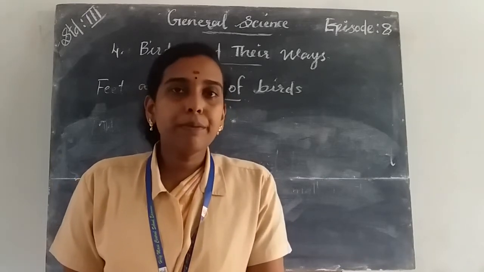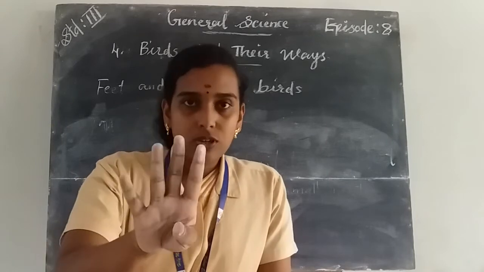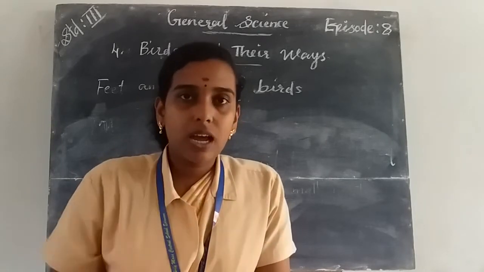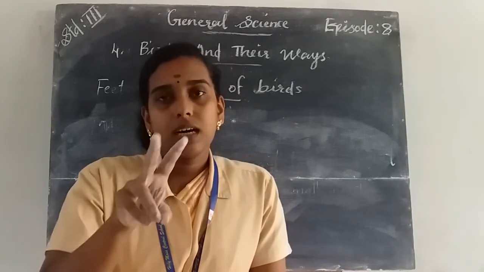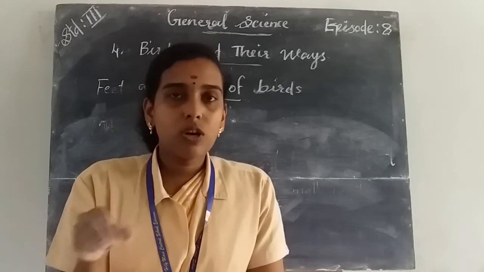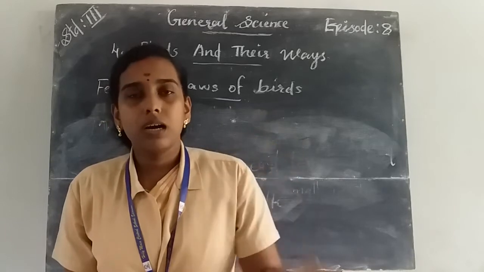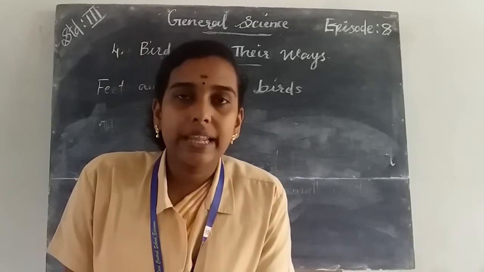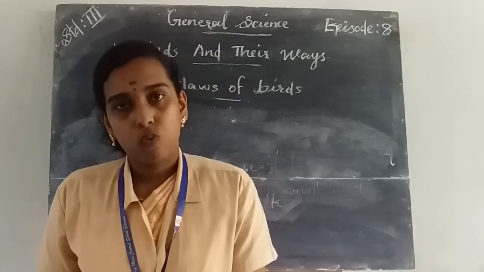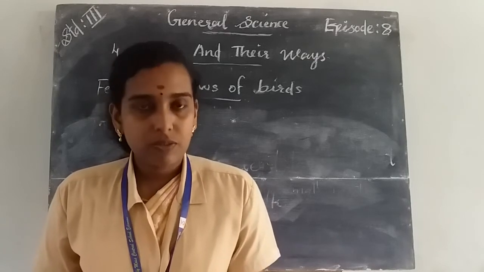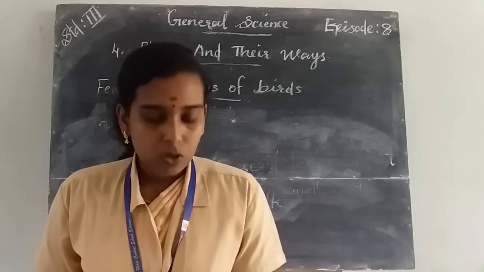Then swimming birds. Swimming birds also have 4 toes, 3 toes in the front and 1 at the back. The three front toes join together and form a web. And these types of toes are called webbed feet, and their webbed feet help them to swim on water. Examples for swimming birds are goose and duck.